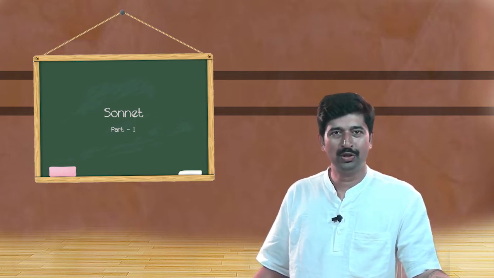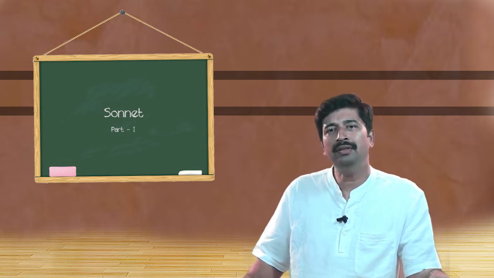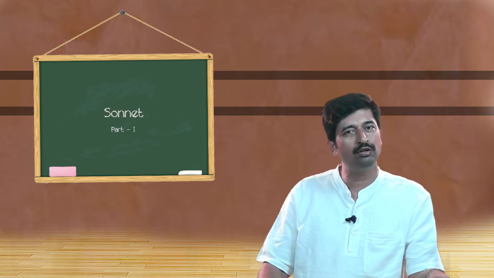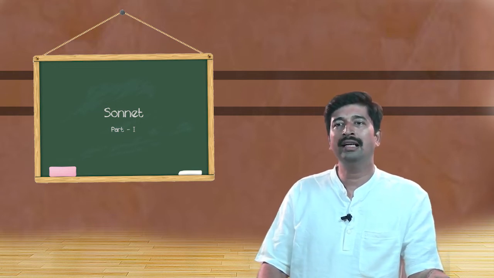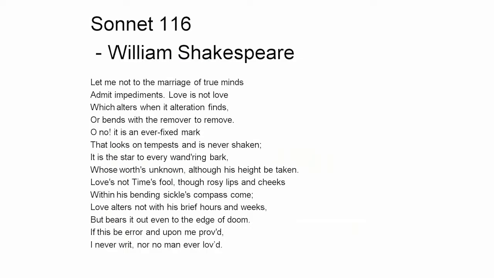structurally and thematically. To give you an example, I'm going to read Sonnet 116 of William Shakespeare and On Blindness by John Milton. Sonnet 116 by William Shakespeare.